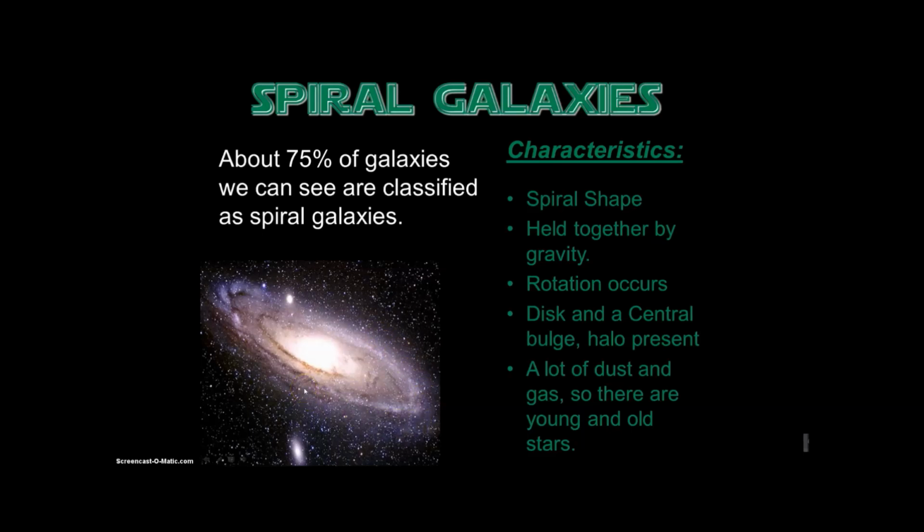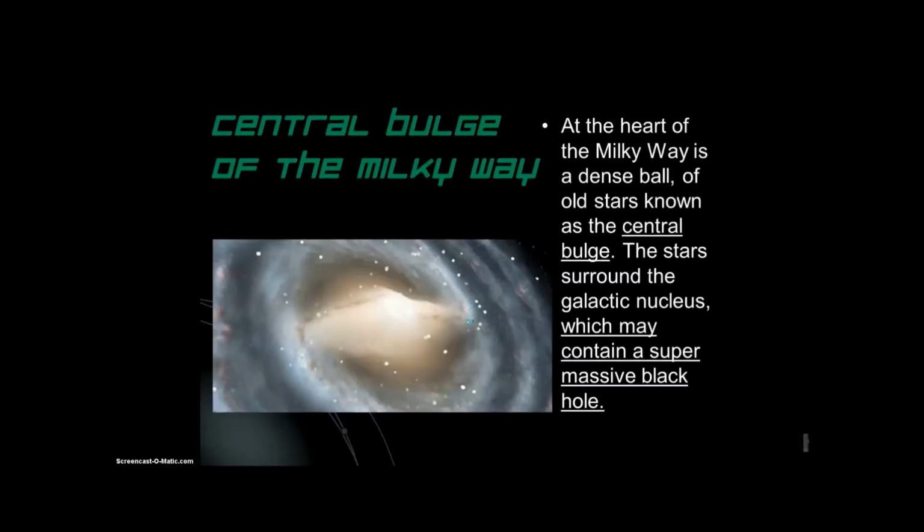Now, one thing about spiral galaxies, there's a lot of dust and gas, and in order for new stars to be born in a galaxy, there has to be a lot of dust and gas. Dust and gas are the breeding grounds of new stars. They're what gives new stars birth. And because a spiral galaxy has a lot of dust and gas, you will not only see old stars, but you will see a lot of young stars as well. So you see both young and old stars in a spiral galaxy.